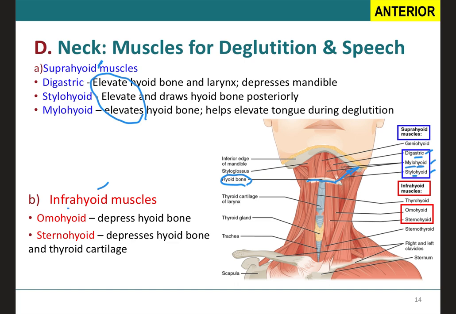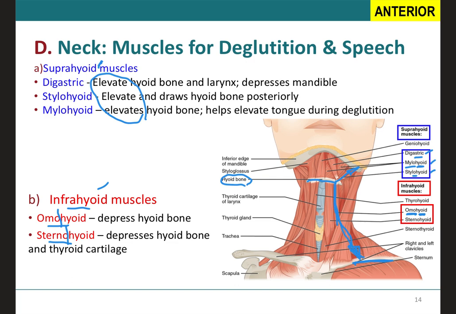Then the infrahyoid muscles are the omohyoid and the sternohyoid. Omo means shoulder and sterno means sternum, right? So the omohyoid is this muscle right over here that swings around and goes from the shoulder or the clavicle all the way to the hyoid bone. And because it starts on the clavicle and inserts on the hyoid bone, it will pull the hyoid bone down.